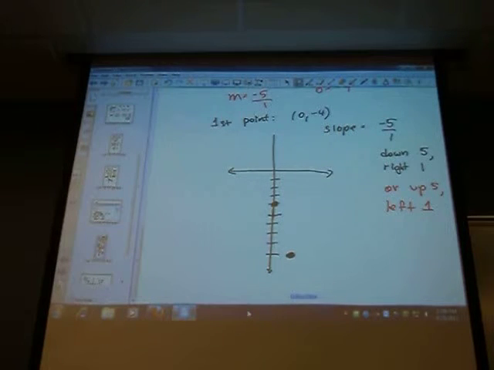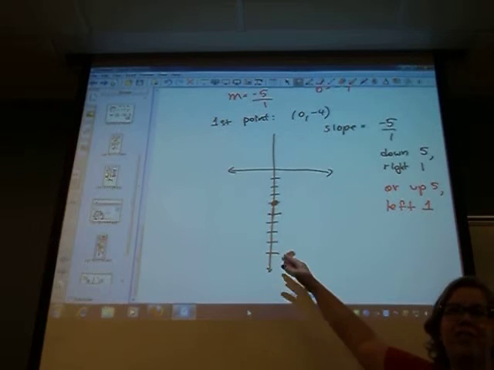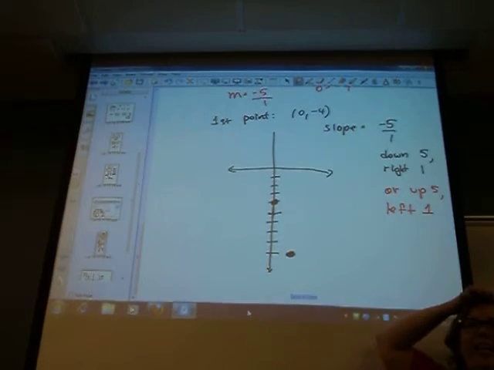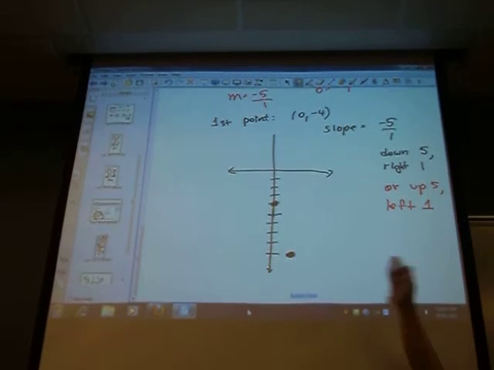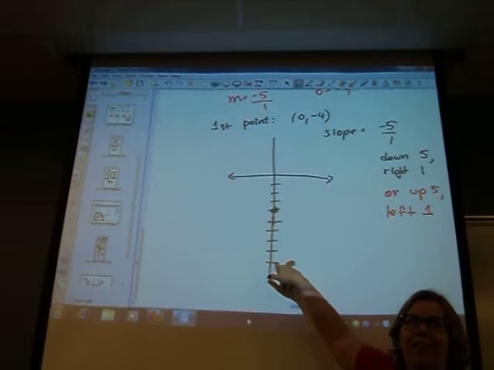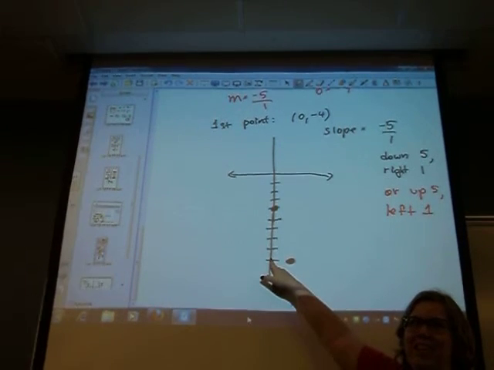Okay. Now let me tell you the common mistakes here. The first mistake we just talked about, which is starting over for your second point. So don't start over for your second point. Start at the y-intercept. Second mistake is too much clicking. I see people all the time go down 5, click, over 1, and then try to click again, but you can't click again because you already clicked the second time.